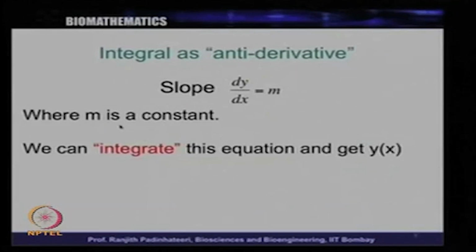Here also kp is a constant, and we can integrate this equation. We said that we can integrate this equation and get y of x. So, we can integrate this dy by dx and get y of x. So, how did we do that? We did it in the following way in the last lecture.